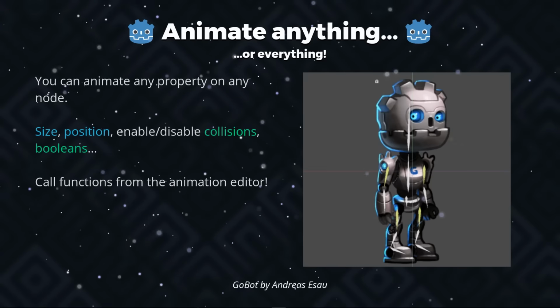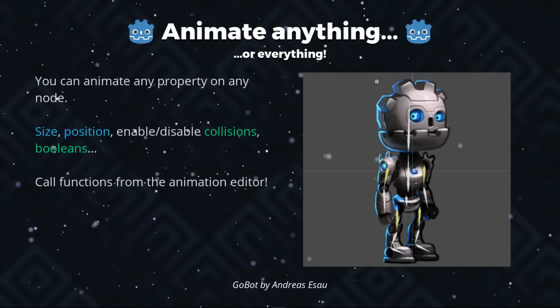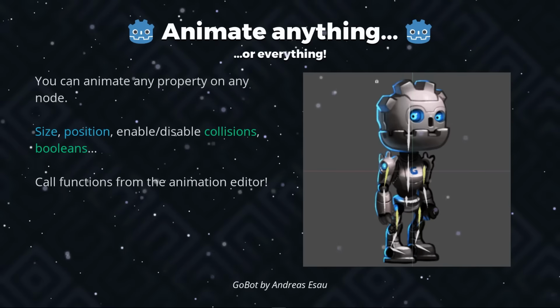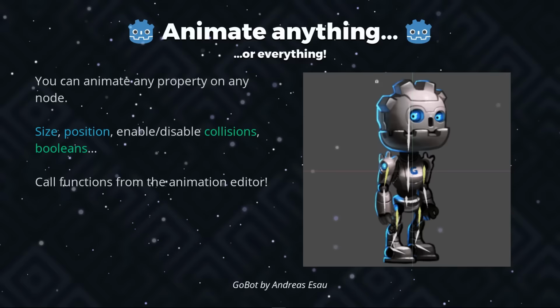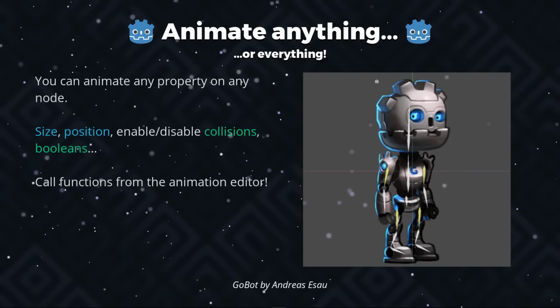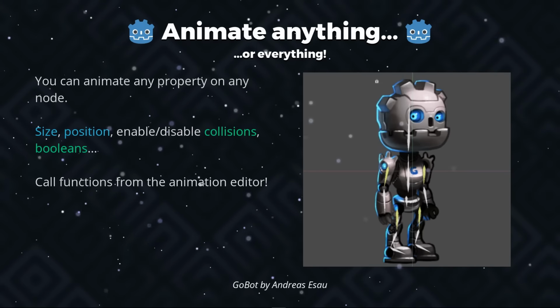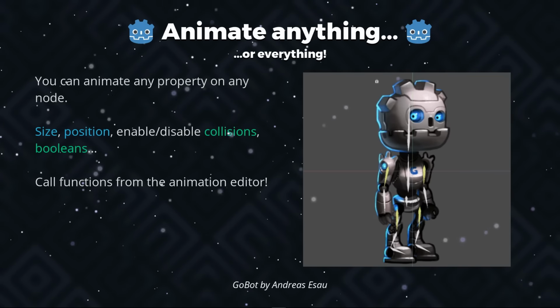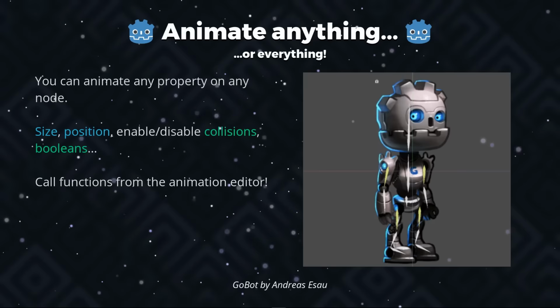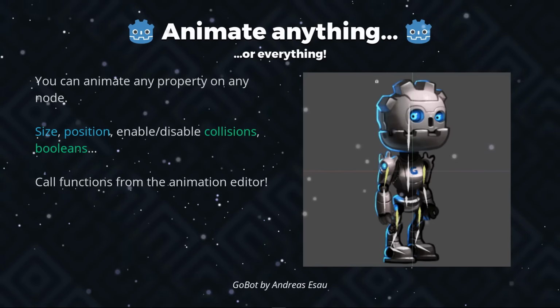You do everything in the animation editor, and all you have to care about is to damage the player if he touches the trap when the trap has its collisions on. You can also call functions from the animation editor. So again, you can really use this animation system beyond just animation.